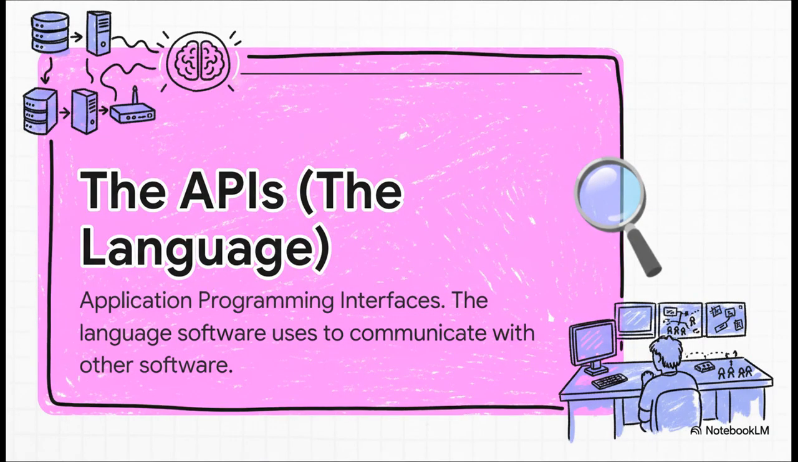And finally, how do the controller and the switches talk to each other? They use something called APIs, or Application Programming Interfaces. Now, don't let the name scare you off. An API is basically just a menu at a restaurant. It's a simple, predefined list of requests that one piece of software can make to another.